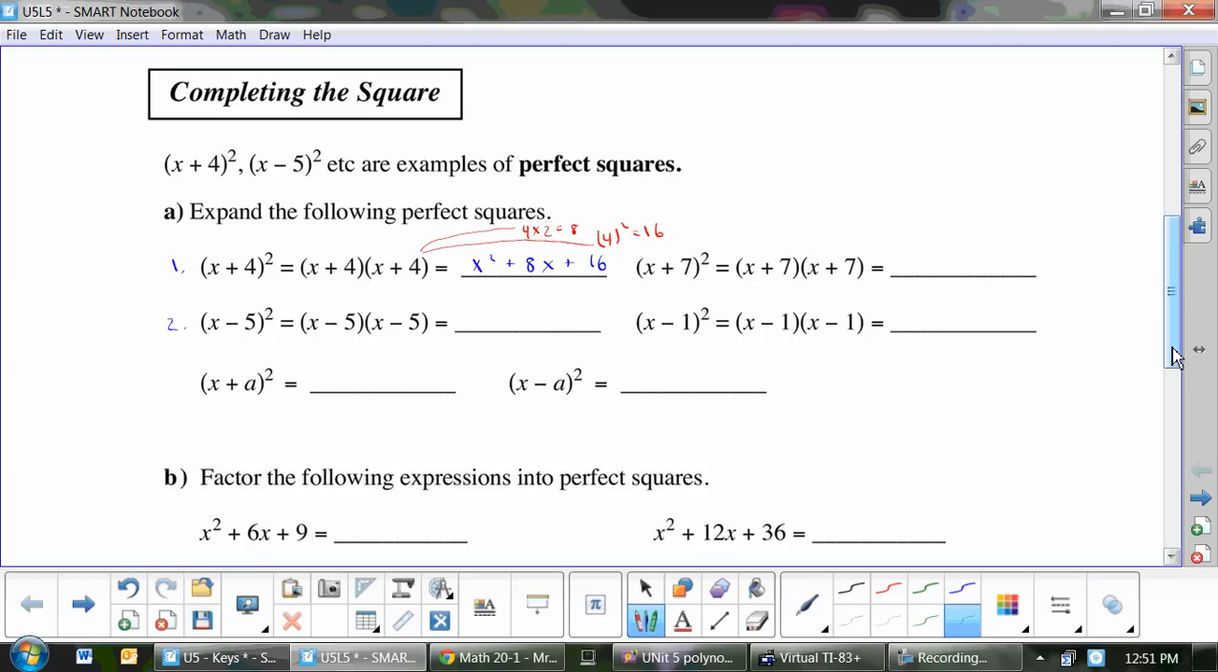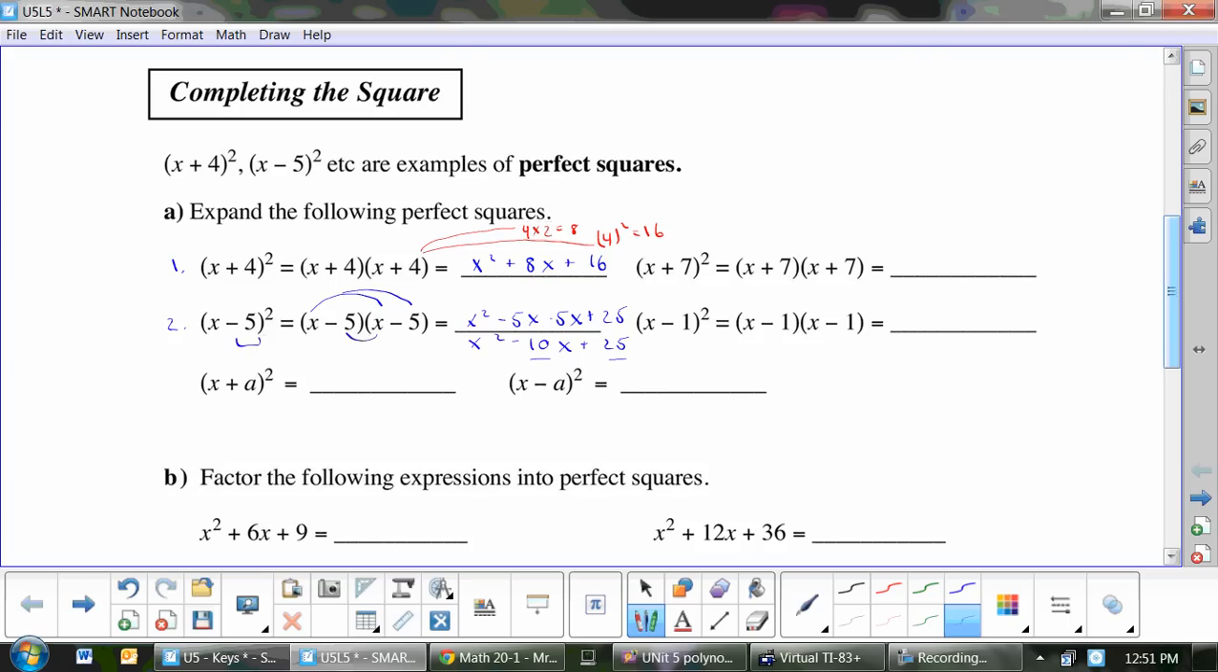If we had x minus 5 squared and we wanted to expand it. Okay, if you watch this, Andrew, you get x squared minus 5x minus 5x plus 25. And then that gives us x squared minus 10x plus 25. So we can notice that minus 5 times 2 gives us minus 10, and minus 5 squared gives us 25.